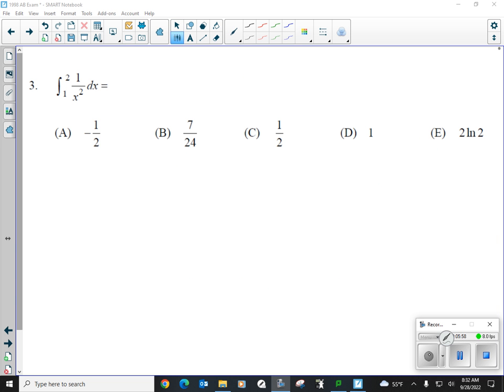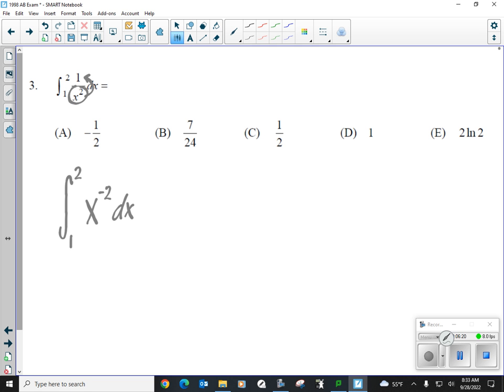3. Oh, beautiful. No word problem, no graph. It's just integrate 1 over x squared dx. What I always tell my students to do, if I can, because it's always easier working with just exponents, I'm going to bring this x squared up, which means I need to negate the exponent. So I end up with this.